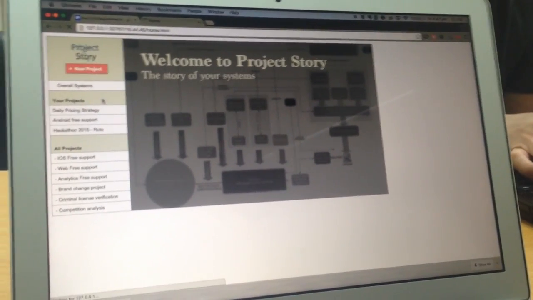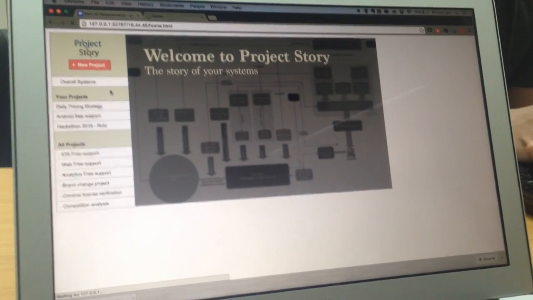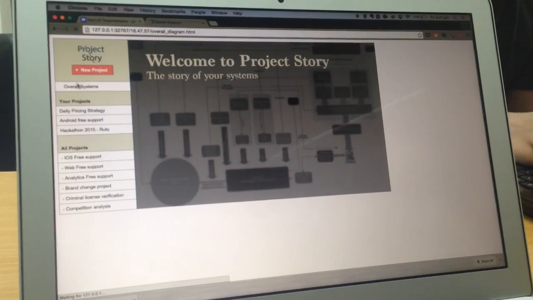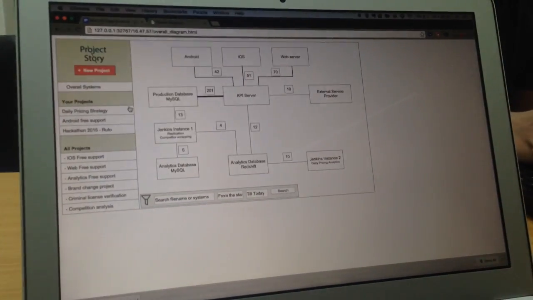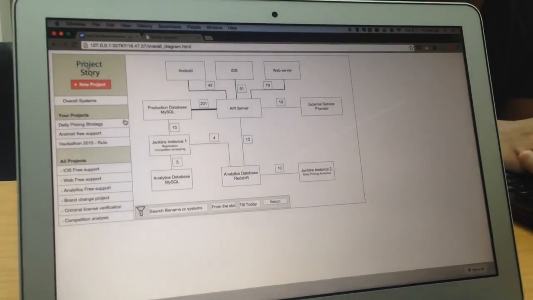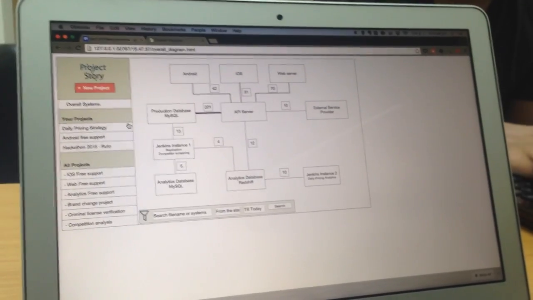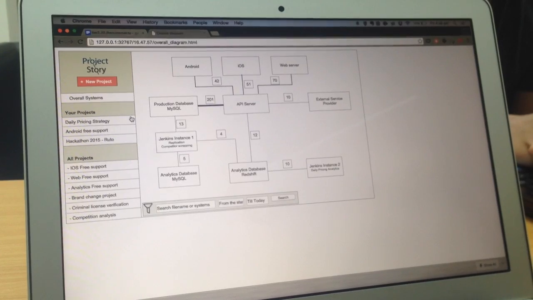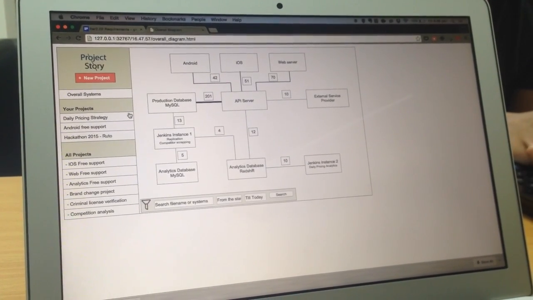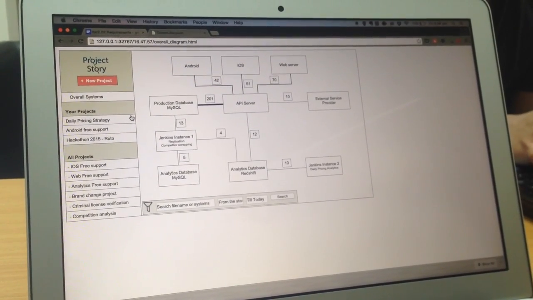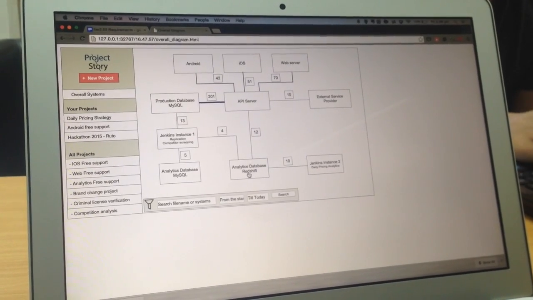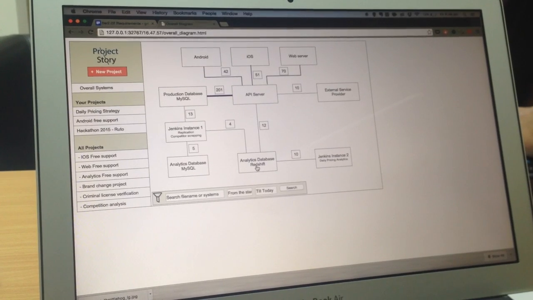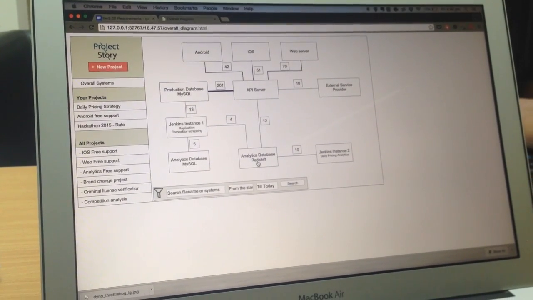With Project Story open, Steve clicks the system diagram for the PDI application, and Project Story responds with a diagram that includes all the systems that support the application. Steve scrutinized the section of the diagram that covers the analytical database, paying particular attention to the first degree connections that the database has to other systems.